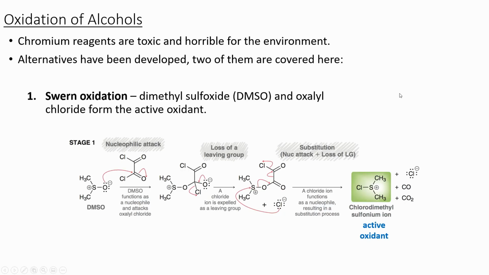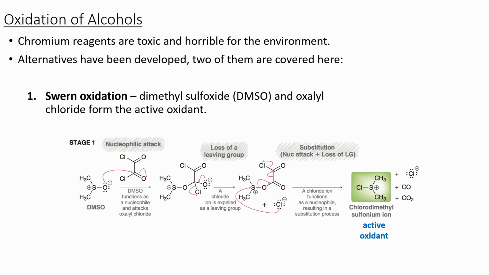There are alternative oxidation conditions that we can use. As I mentioned before, chromium is extremely toxic and harmful for the environment. So we have alternative mechanisms and sets of reagents that we can use for these oxidations. The first is the Swern oxidation.